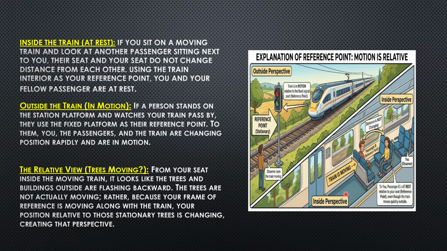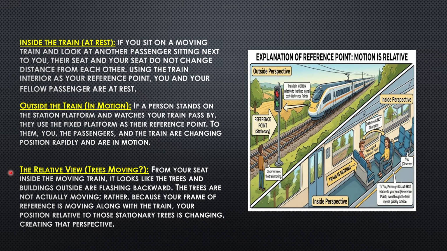Now comes the position outside the train. Here, if a person is standing on the station platform and watches your train passing by, they use the fixed position on the platform as a reference point. Now to them, you, the passenger inside the moving train, are changing your position with respect to time. That means you are in motion.